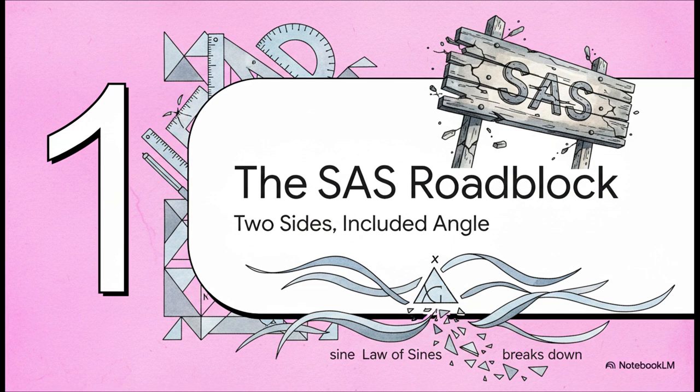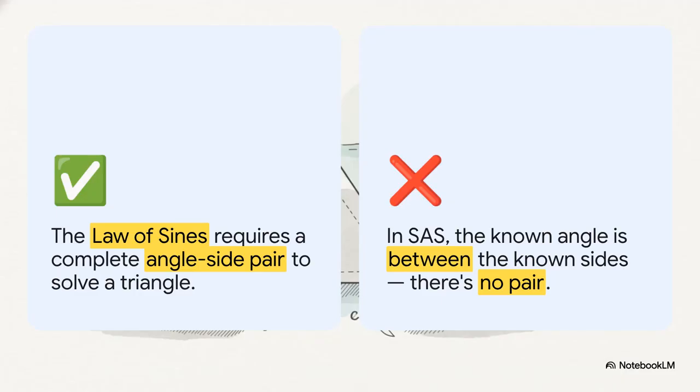This is that really specific case where you know two sides of a triangle and you know the angle that's wedged right between them. And this is the exact spot where our old friend the law of sines just can't help us. And here's exactly why. To get the law of sines to work, you absolutely need a complete pair. You need a known angle and its opposite known side, like you see on the left with angle-angle side. That pair lets you build your ratio.